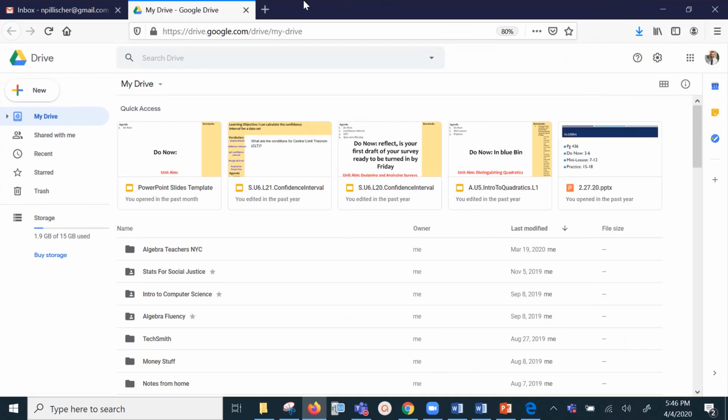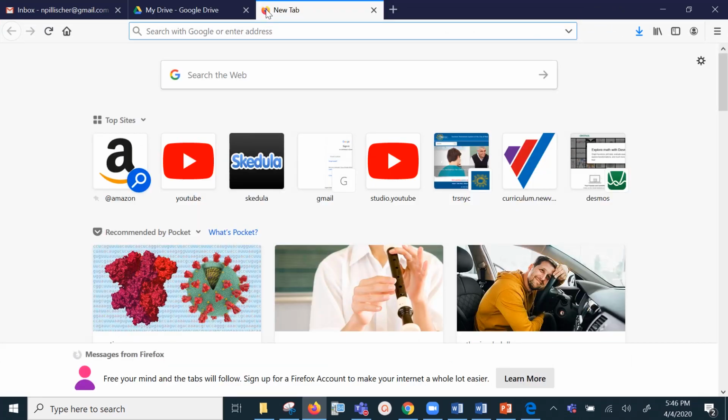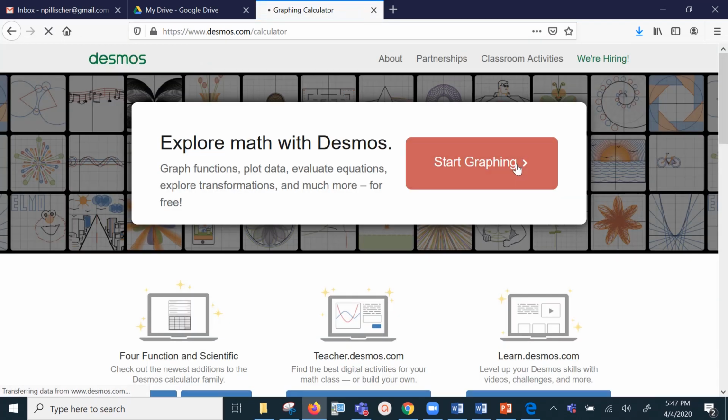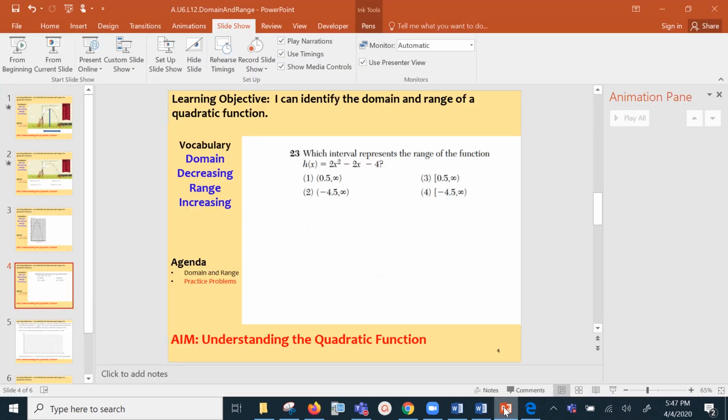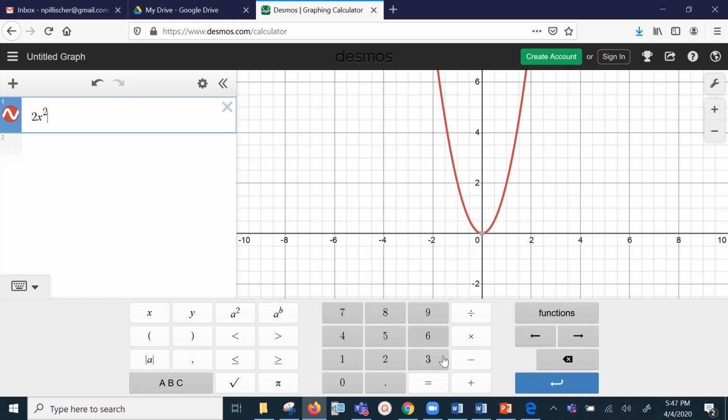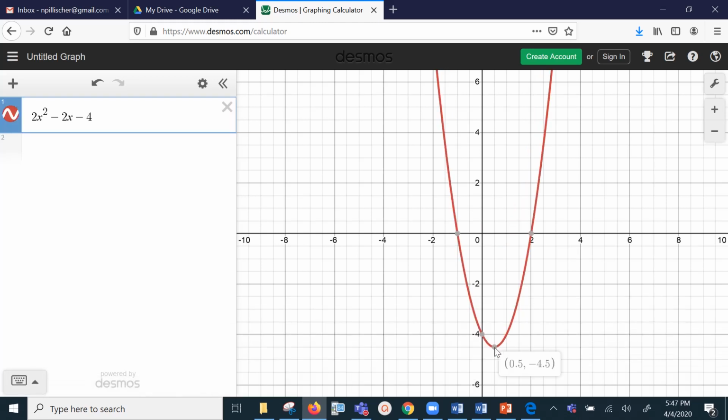All right. So as a reminder, we always go to Desmos, and we're going to go to our calculator. 2x squared minus 2x minus 4. All right. We click on our key feature. So that's our vertex, right?